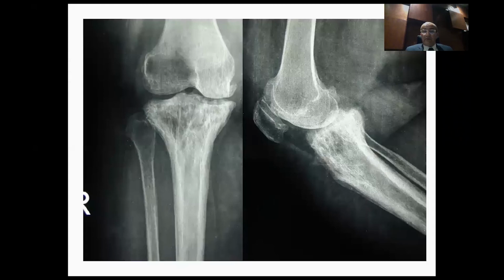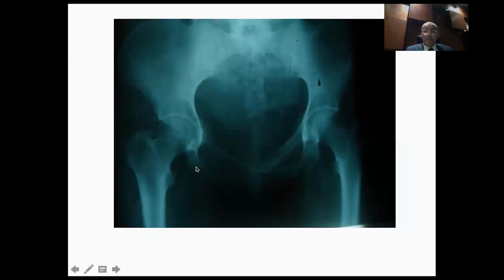Another example of a Paget humerus. See here, the bone is bigger than normal, trabeculae are bigger, the cortex is bigger than normal. This is how we diagnose Paget. Large tibia, large cortex, large medulla, and large trabeculae. This is a Paget proximal tibia.